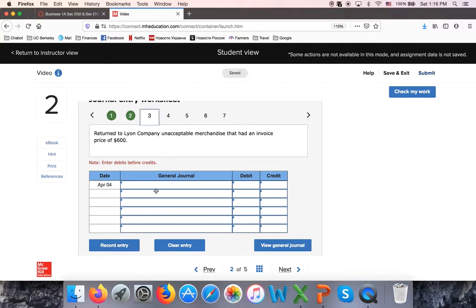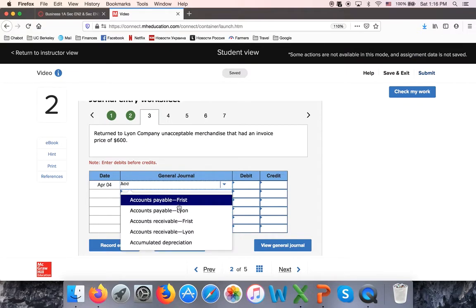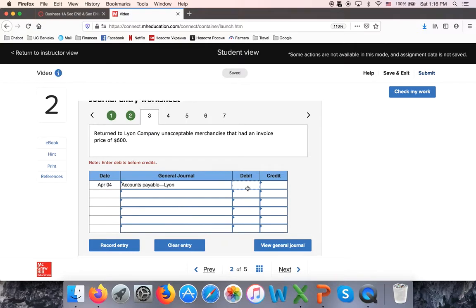And then transaction 3, April 4th, we returned unacceptable merchandise to the supplier. So I'm just going to reverse my original entry. I'm just going to flip it. My accounts payable goes down for Lion right here. Accounts payable, $600. And my merchandise inventory, I'm shipping it back to them, goes also down. Debit, credit. Record.